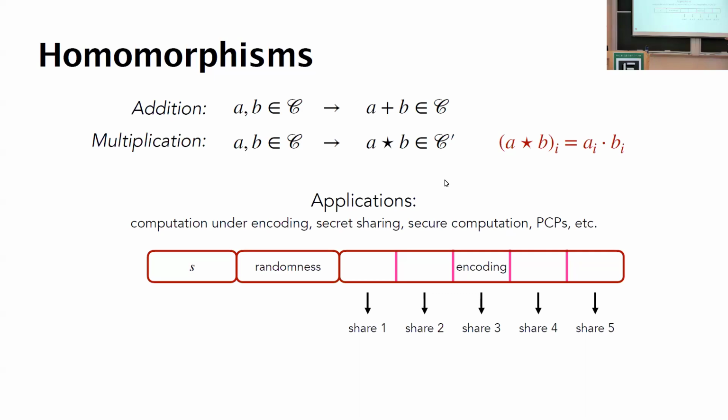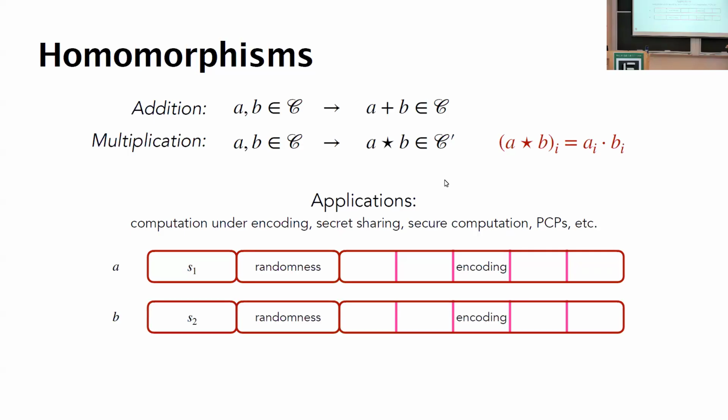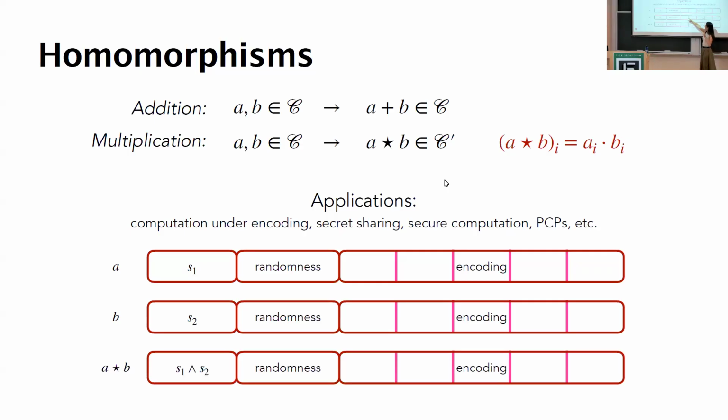But now let's see what happens if we have two different secret sharing schemes of two different secrets, S1 and S2. Each party has one share of each encoding. If you just component-wise multiply your two shares, you don't know anything about S1 and S2, but you end up with a share of S1 times S2. Think of S1 and S2 as binary strings, 0-1 strings. Everyone can compute this locally. And you get S1 and S2 multiplied component-wise. So that's really nice.